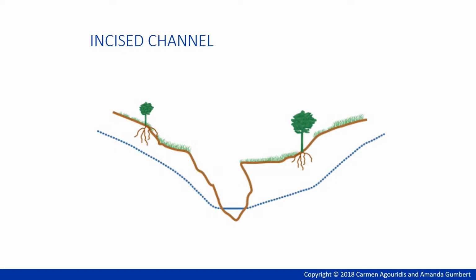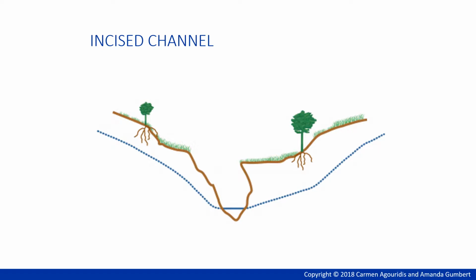Right away, you should notice some differences between this stream and the one in the previous slide. This stream is incised, meaning it is not connected to its floodplain except during rare, large storm events. It is also much larger, meaning it is wider and deeper than the stream in the previous slide. Because it is deeper, the forces exerted on the stream banks are greater, meaning that the stream banks and bed material can be transported more easily. Because of this, the stream will continue to erode.